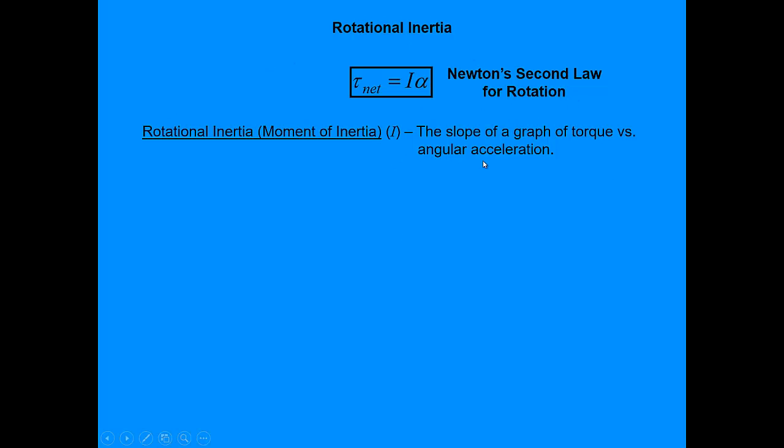But we also defined it as being, as any inertia, right? It's the tendency of an object to continue in its same state of motion. In this case, its same state of rotation. And if it's not rotating, it tends to keep not rotating. If it is rotating, objects have a tendency to keep rotating with the same angular velocity.